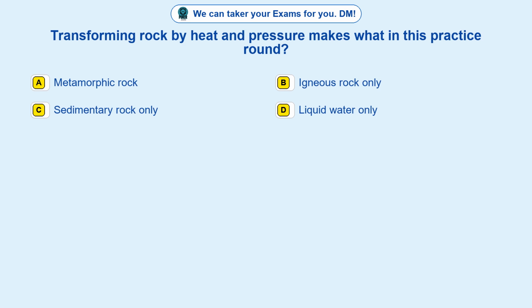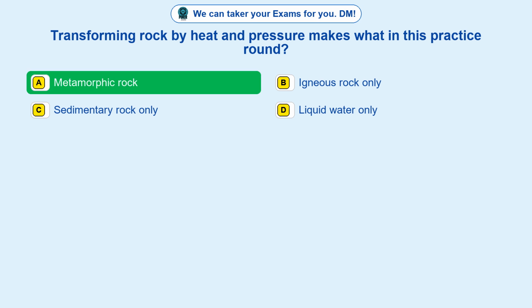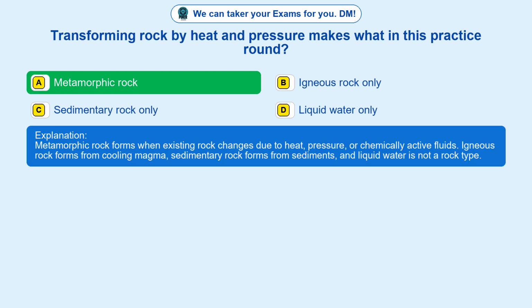Question 86. Transforming rock by heat and pressure makes what in this practice round? Option A, metamorphic rock. Option B, igneous rock only. Option C, sedimentary rock only. Option D, liquid water only. The correct answer is option A, metamorphic rock. Metamorphic rock forms when existing rock changes due to heat, pressure, or chemically active fluids. Igneous rock forms from cooling magma, sedimentary rock forms from sediments, and liquid water is not a rock type.